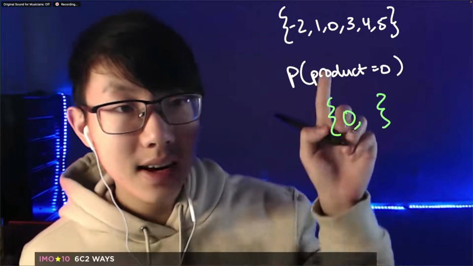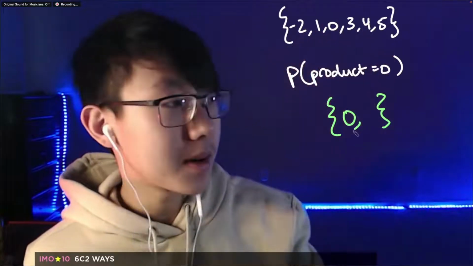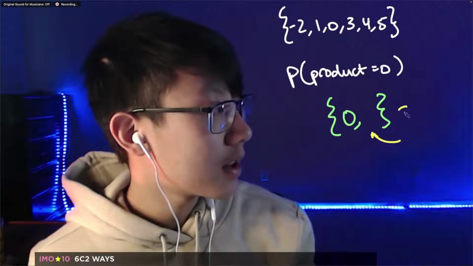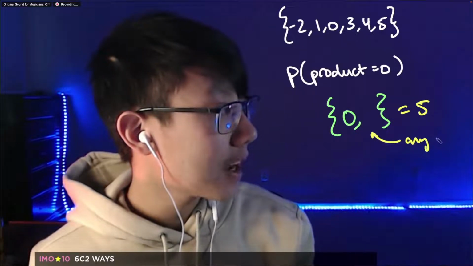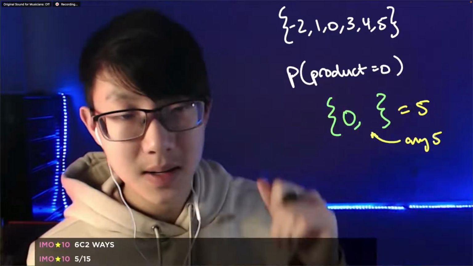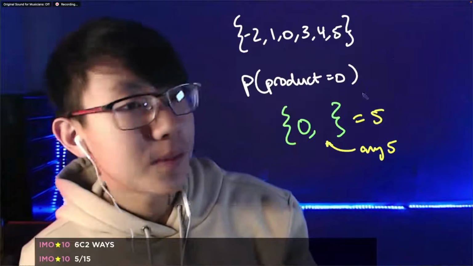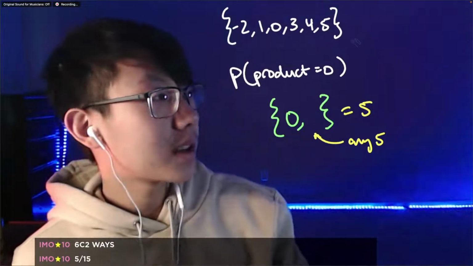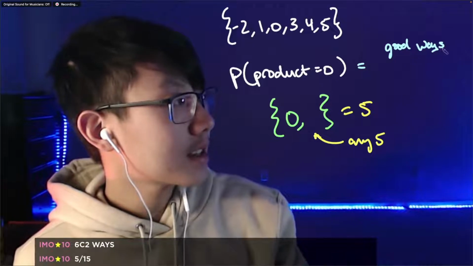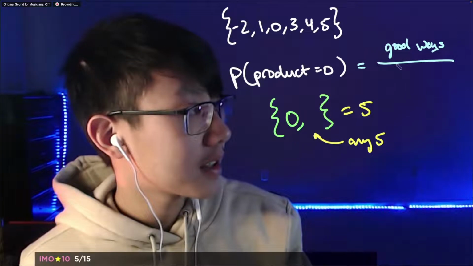So how many other numbers are in the set? Well, there's 5 numbers, so any of the other 5 can go in here. So there are 5 total ways to make a pair that has 0 and some non-zero number, right? So there's 5 correct ways. Remember, with probability, we always want the good ways over the total ways. And in this case, the good ways is how many ways we can make a product of 0, and we got that was 5.